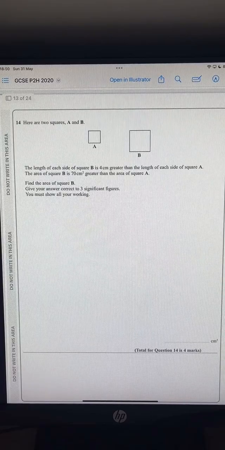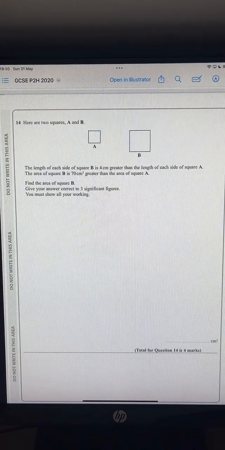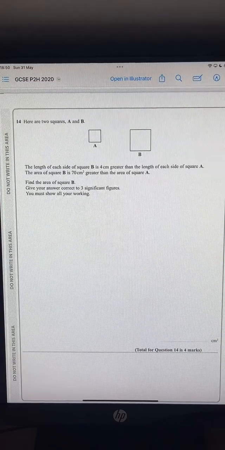All right, question 14. I will just pause here for a second. This is an Excel question, while you guys read this.